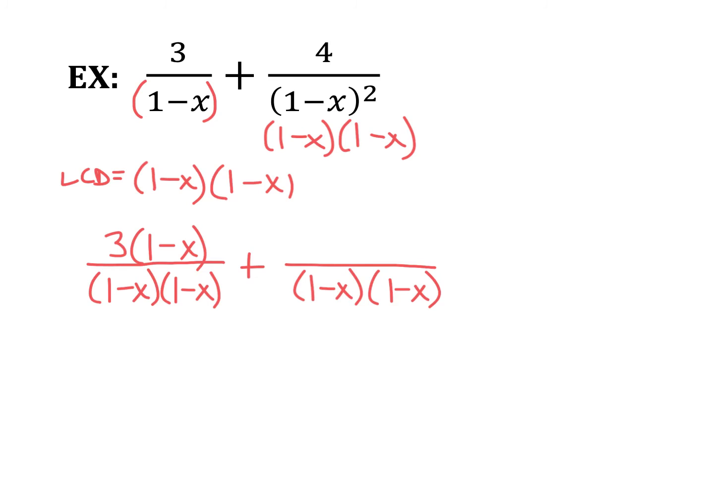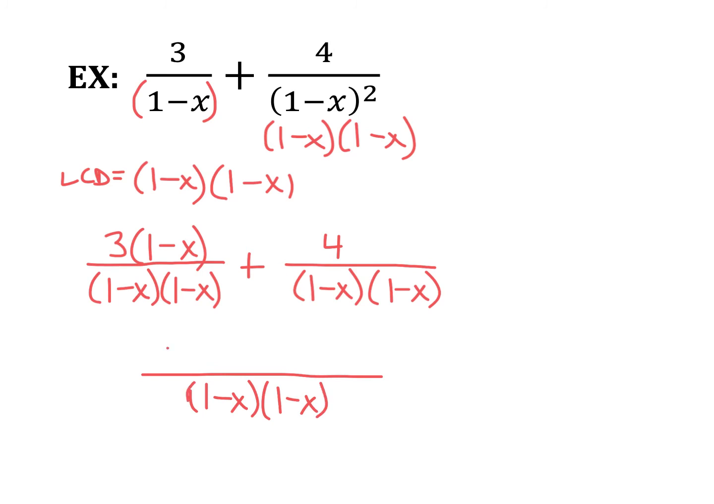And then if we take a look at our second rational expression, it had a denominator of 1 minus x times 1 minus x. Well, that's what our least common denominator was. So I don't need to multiply its numerator by anything. It will just stay as a numerator of 4. All right, well, if I now do my adding between the two rational expressions, again, my denominator is 1 minus x times 1 minus x.